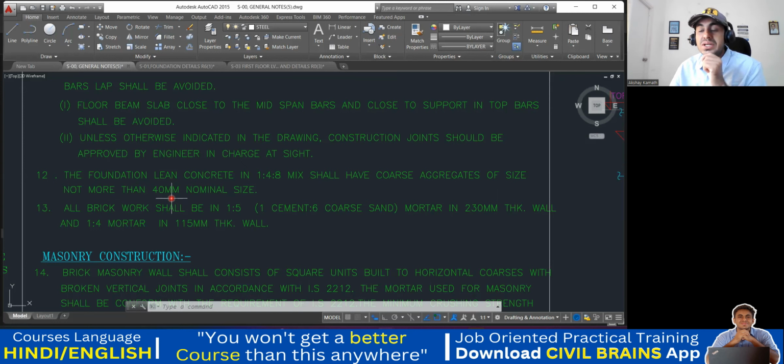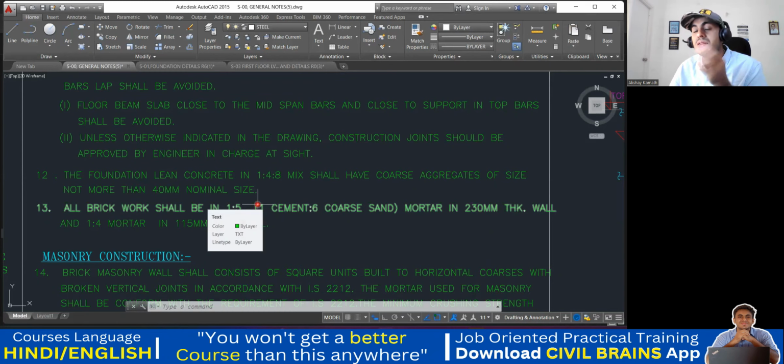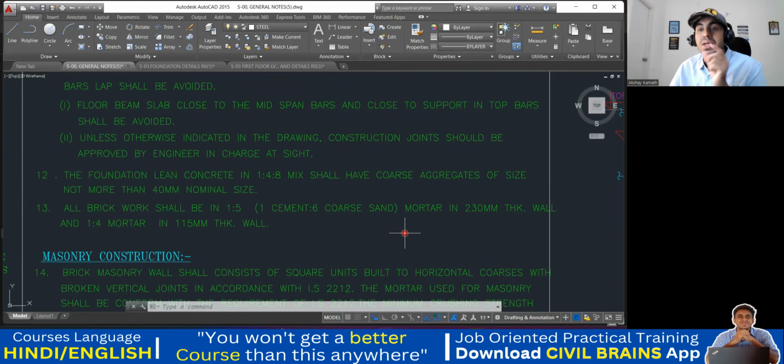For RCC construction, like footing, column, beam, slab, staircase, my maximum size of aggregate is 20 mm. I never put an aggregate size more than 20 mm in the foundation, column, beam, slab, and staircase. But in case of PCC, I can use aggregate more than 20 mm, usually up to 40 mm. Since the aggregate size is more, what will happen? More cement paste will go inside, because since the aggregate size is bigger, the voids are also bigger. If the voids are bigger, a large amount of cement paste will enter the voids.